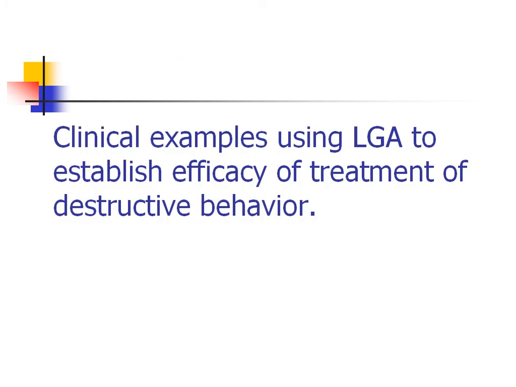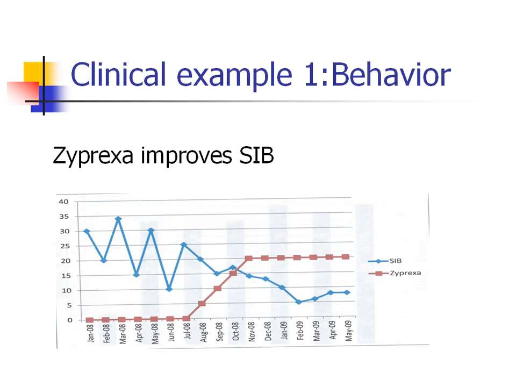These will be clinical examples using LGA to establish the efficacy of treatment of destructive behavior. And this could be self-injurious behavior, or it could be aggressive behavior or property destruction. But I'm going to be talking about a case of self-injurious behavior. Okay, let's take a look at this graph.